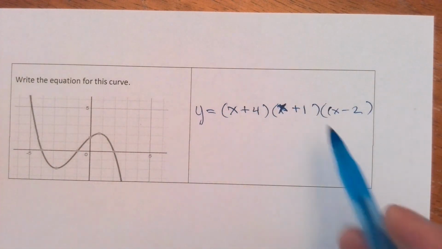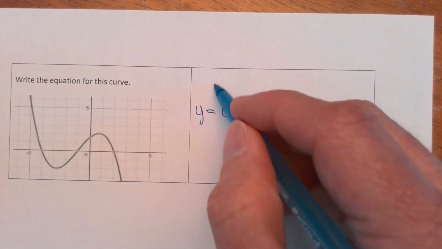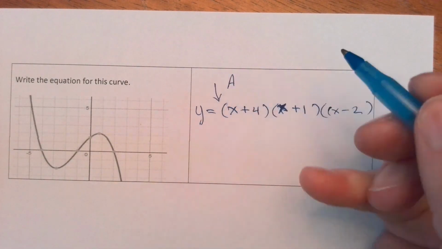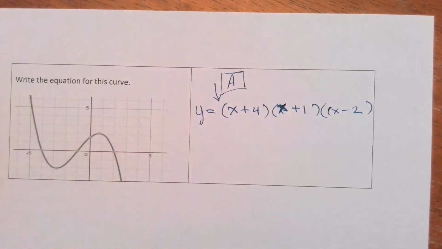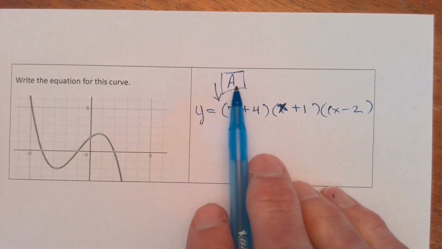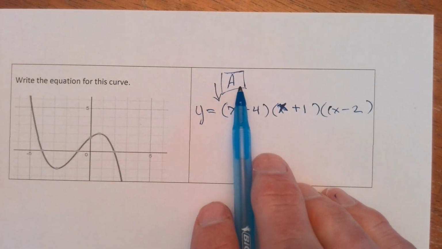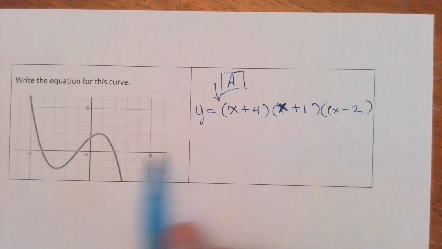And then you would possibly have to multiply all this by some number a, which could be positive or negative. But that's about the only thing we can't figure out yet. So this would be the factored form of the polynomial that made that graph.